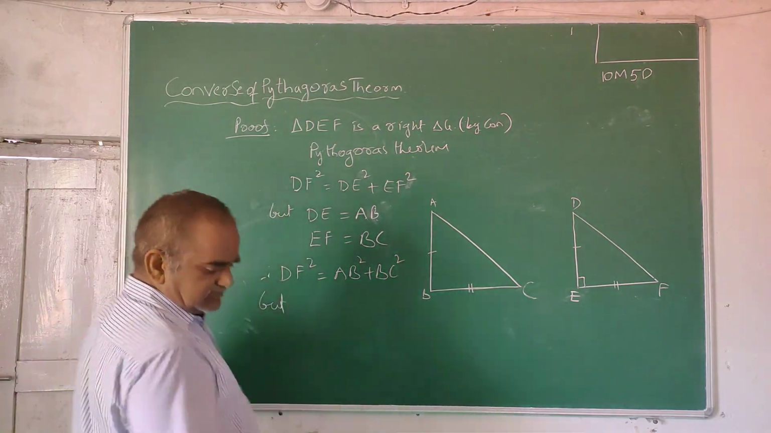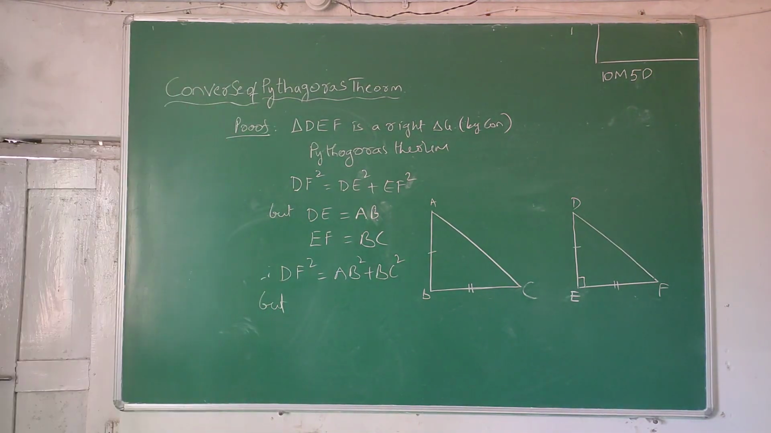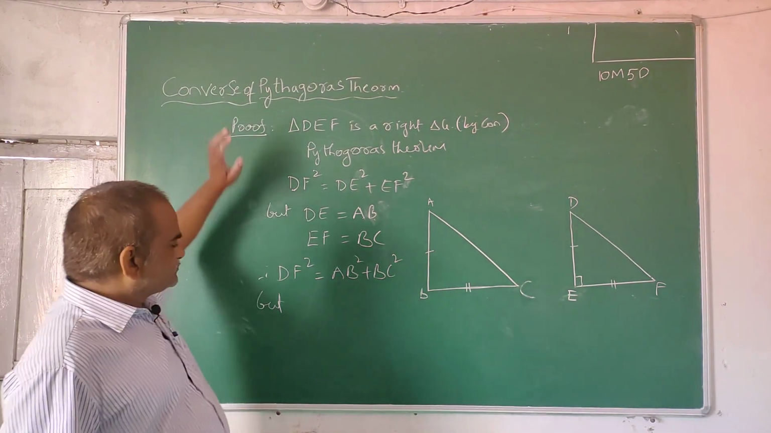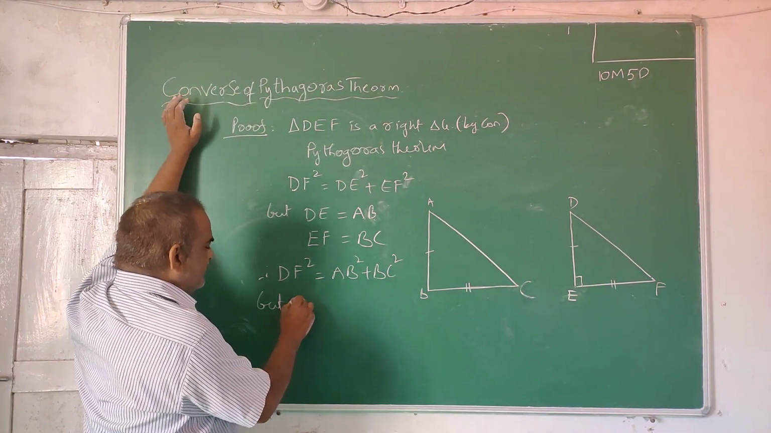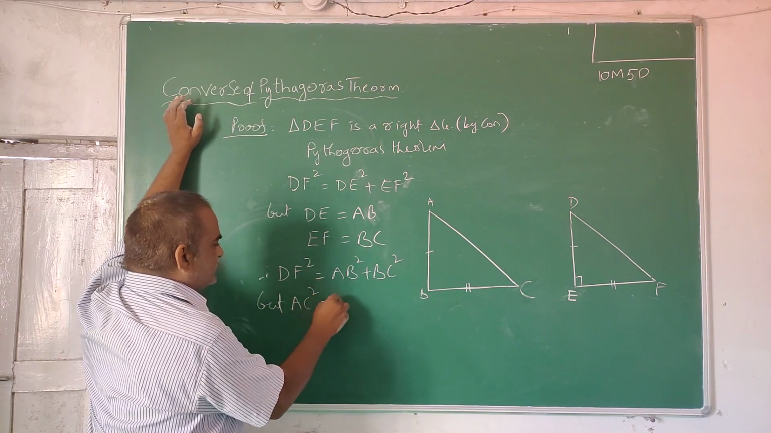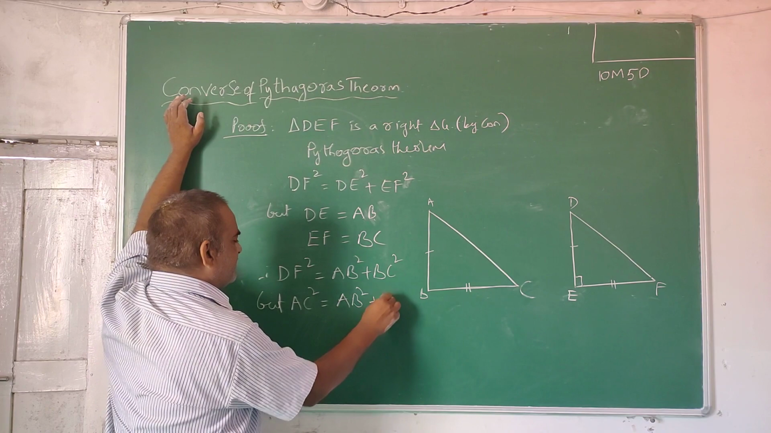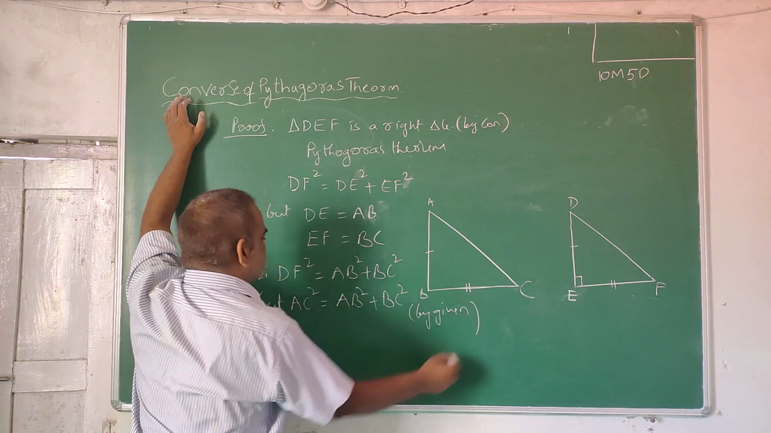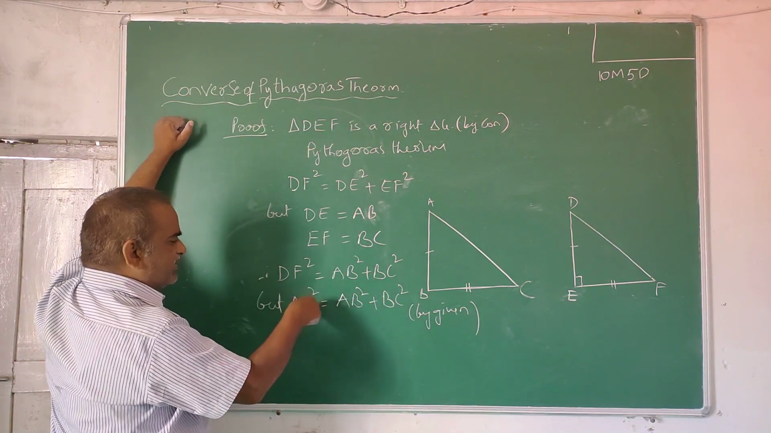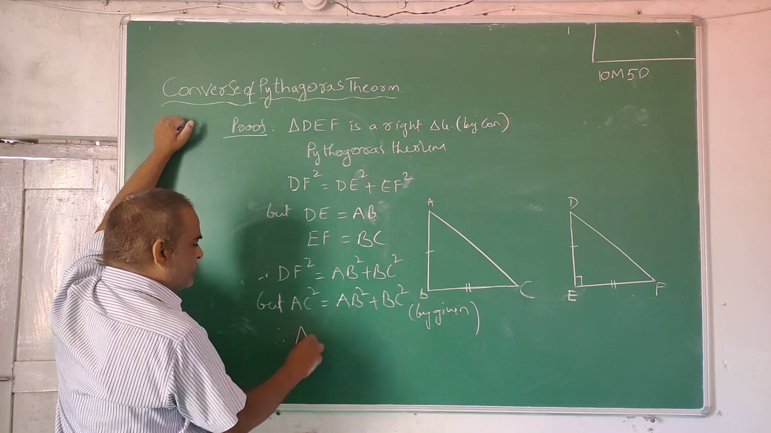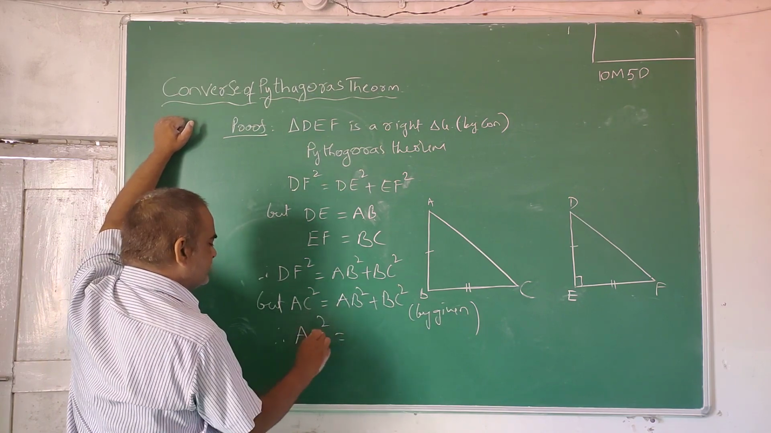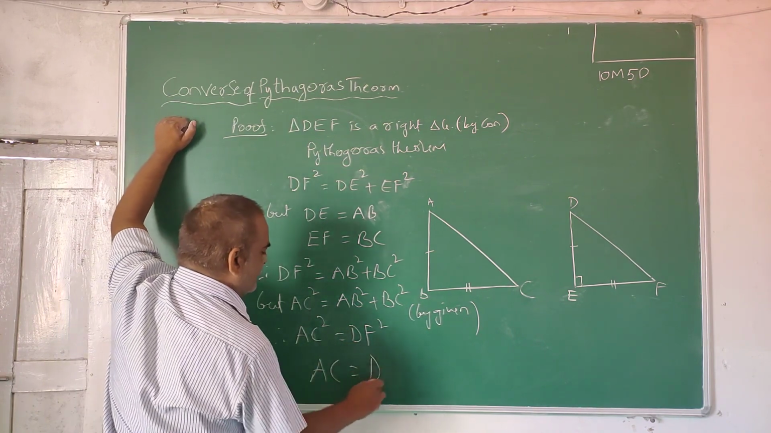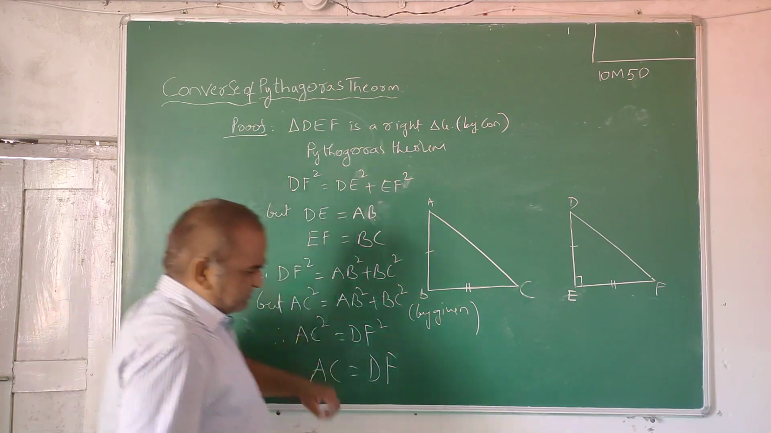But by given we have AC square equal to AB square plus BC square. Therefore, since both are equal to AB square plus BC square, AC square is equal to DF square. Therefore, AC is equal to DF. So finally, we could prove that AC is equal to DF.